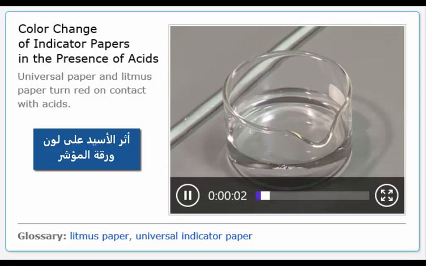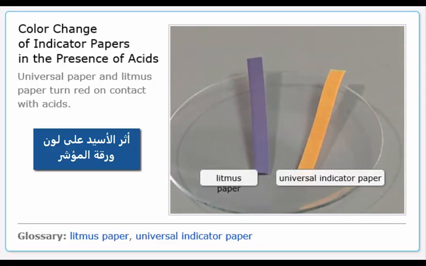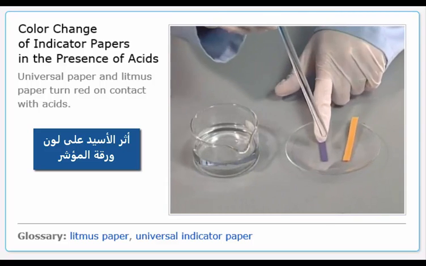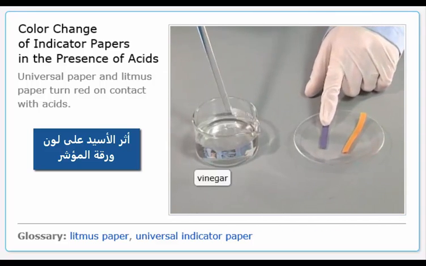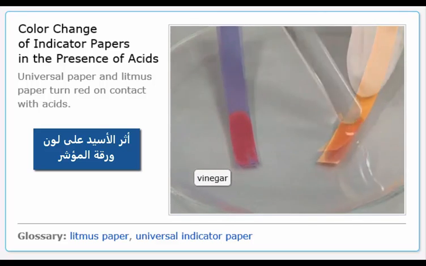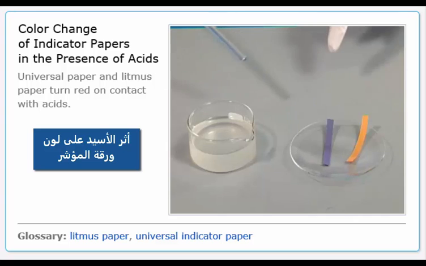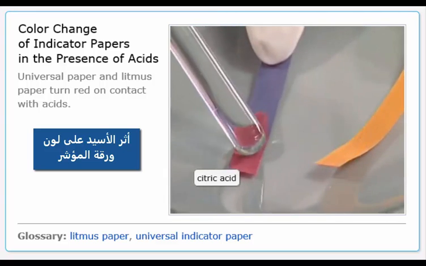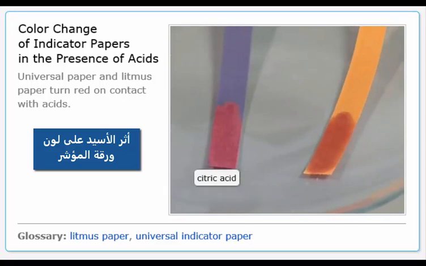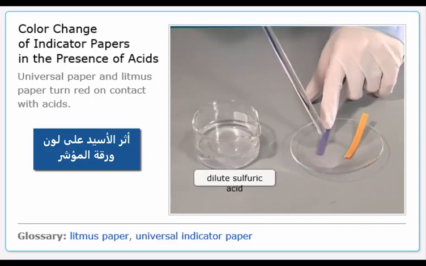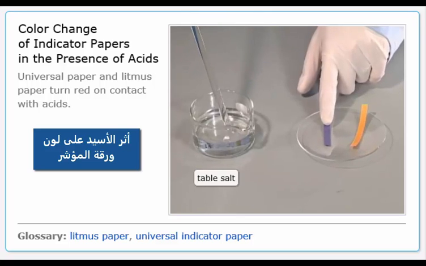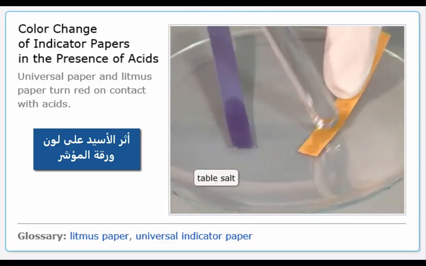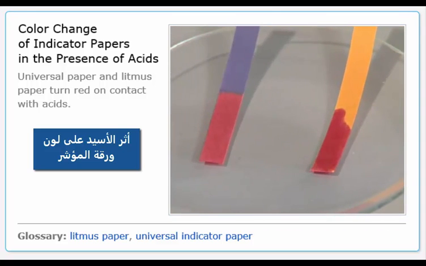We place a drop of the following liquids on litmus paper and universal indicator paper strips using a glass rod. Distilled water, vinegar, citric acid solution, dilute sulfuric acid, and an aqueous solution of table salt. Universal paper and litmus paper turn red on contact with acids.